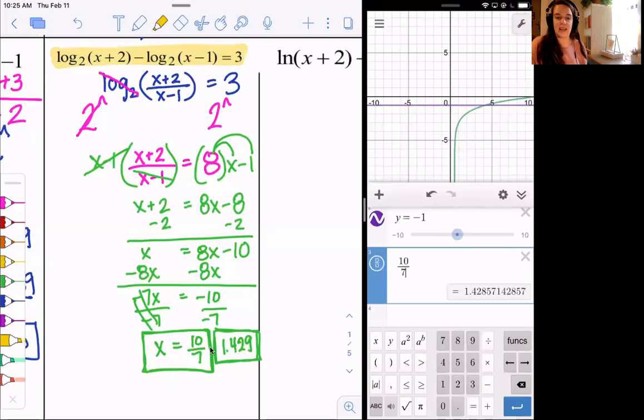Plug in X. Yeah, I can absolutely plug in X. I can plug in 10/7 right here, 10/7 right there, and see if it equals 3.